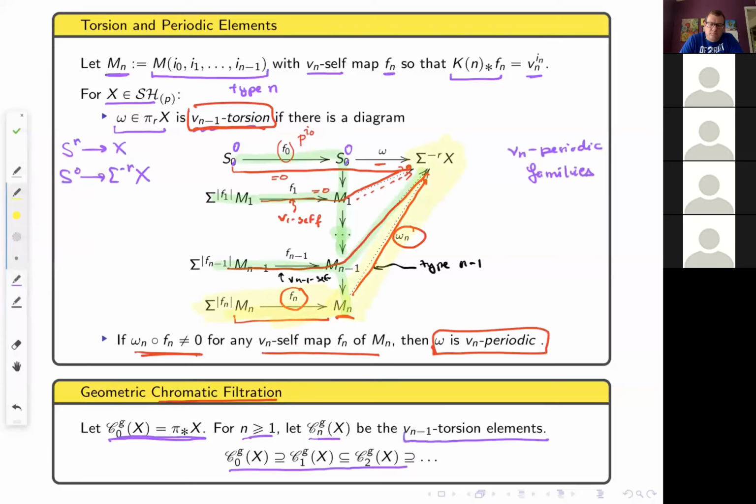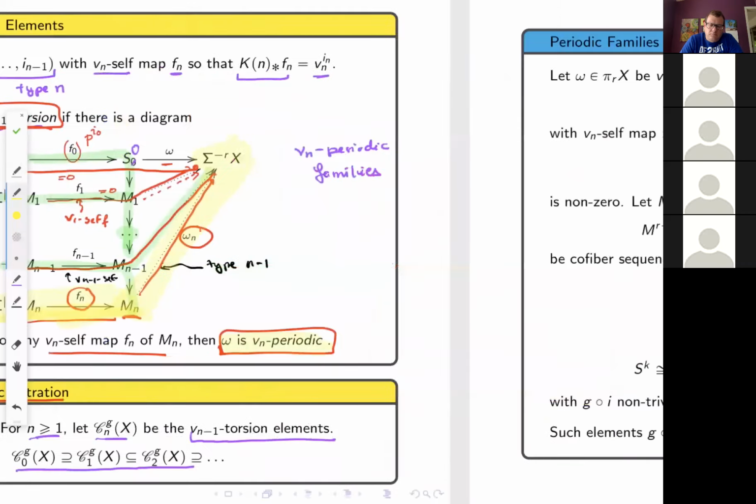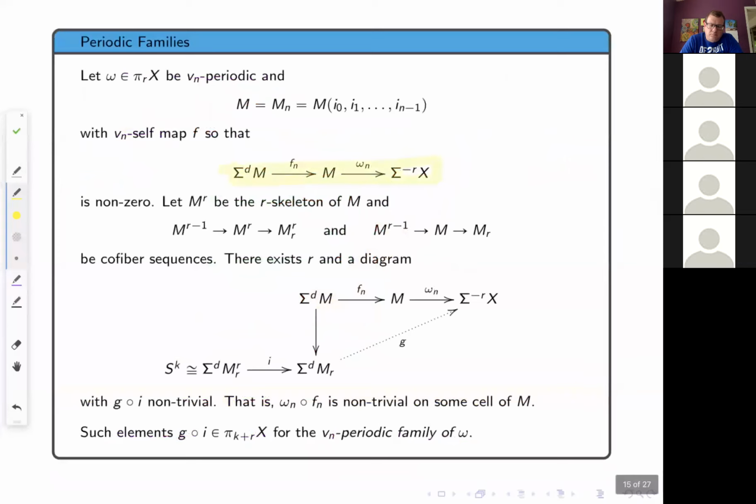So I'm going to look at an element omega, and I'm going to assume that we can get to this end stage here, but that we're Vn periodic for this omega. So we can get no further. So that's good. This piece of the diagram is going to appear on the next page. Okay, so it's here.